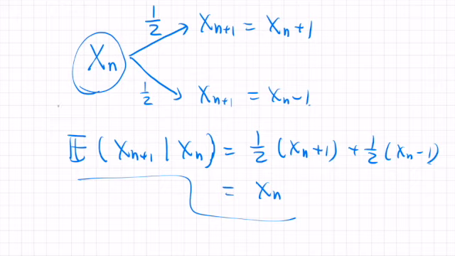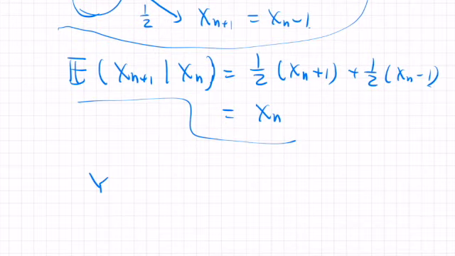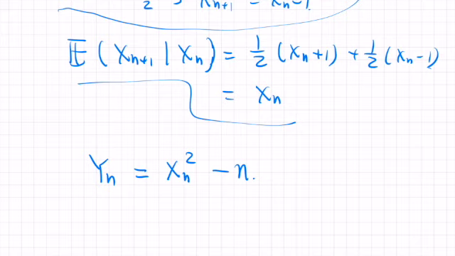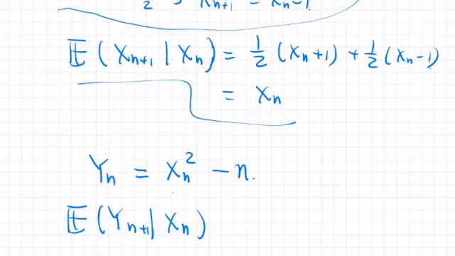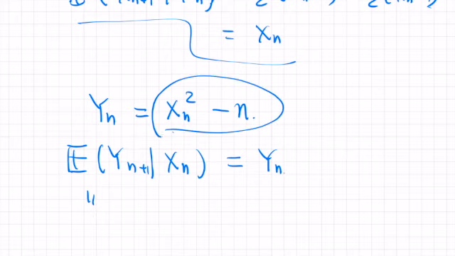Next, consider the same random walk problem, but we define a new random variable by yn equals xn squared minus n. Then this is a martingale with respect to xn. That means the conditional expectation of yn plus 1 given xn equals yn. Okay, let's show this. The left hand side, by definition, is this.